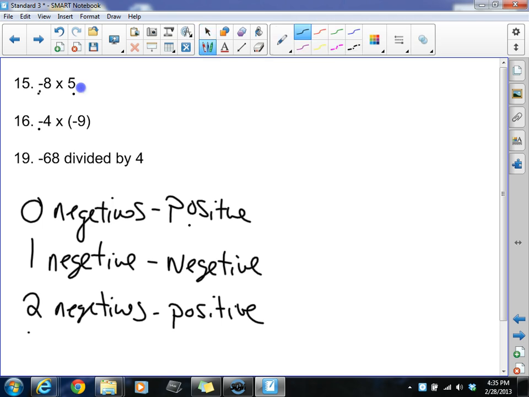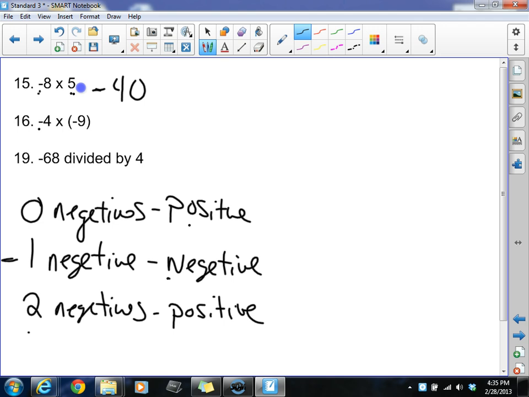So with this one, I have 1 negative and 1 positive. So I'm going to be following this rule right here. So my answer will be negative. So let's do our basic multiplication. 8 times 5 is 40. But I follow my rule here. I have a -40. So -8 times 5 is -40.